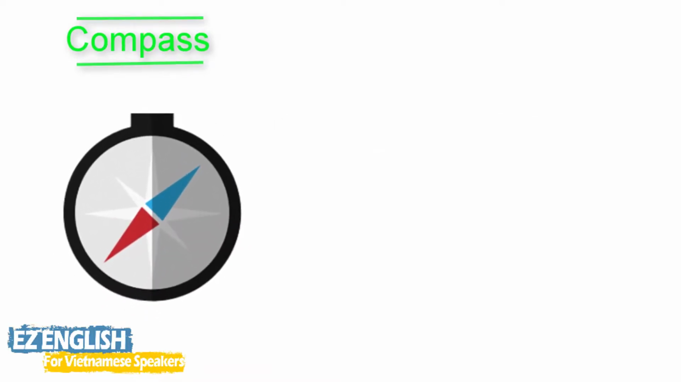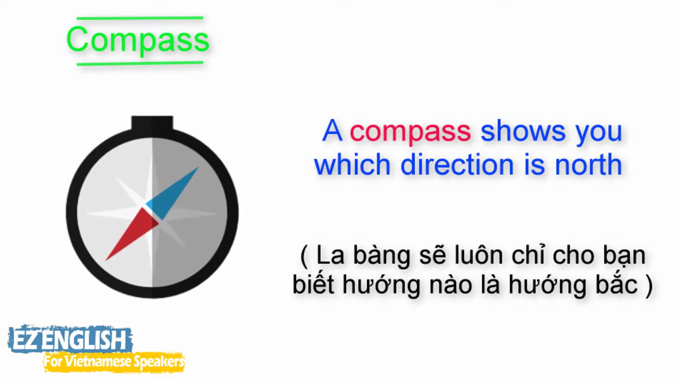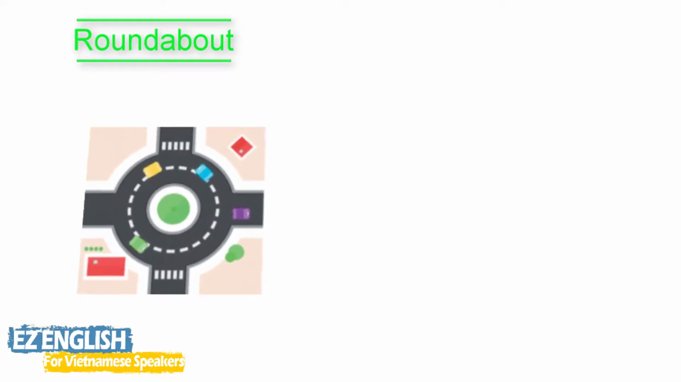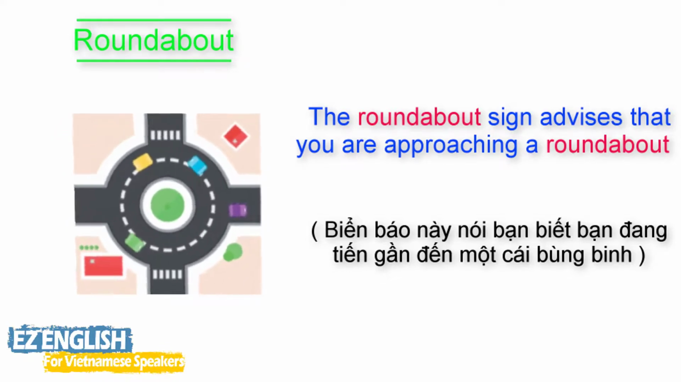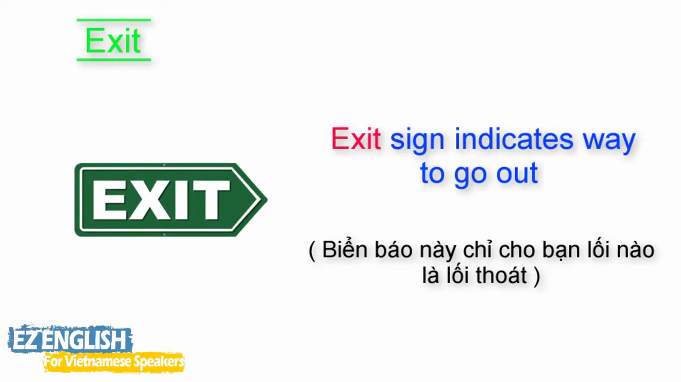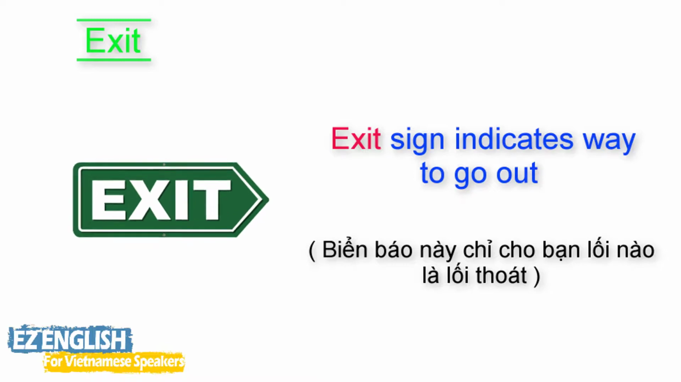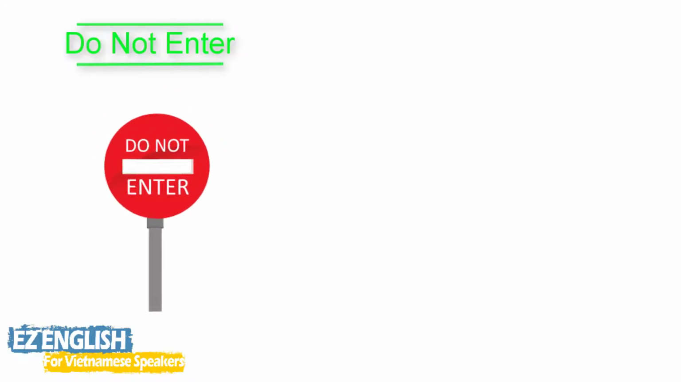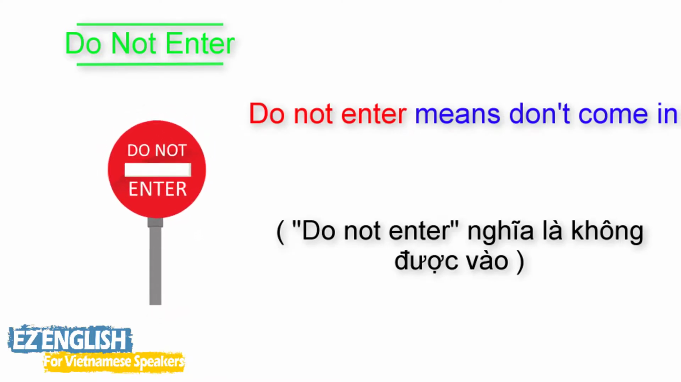Compass. A compass shows you which direction is north. Roundabout. The roundabout sign advises that you are approaching a roundabout. Exit. Exit sign indicates way to go out. Do not enter. Do not enter means don't come in.